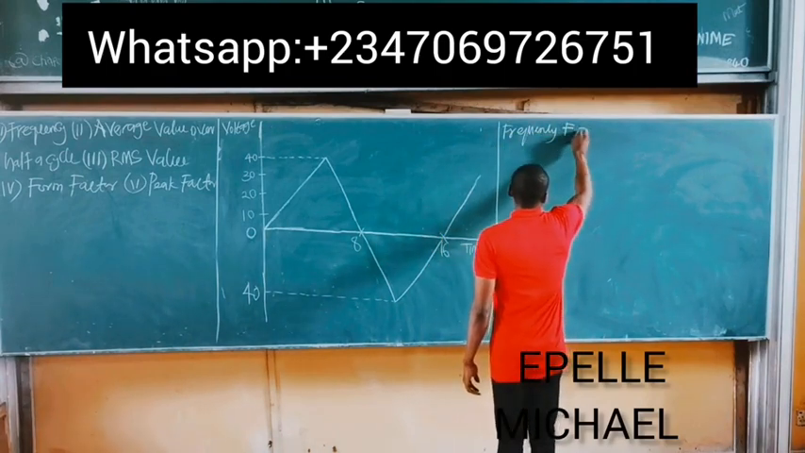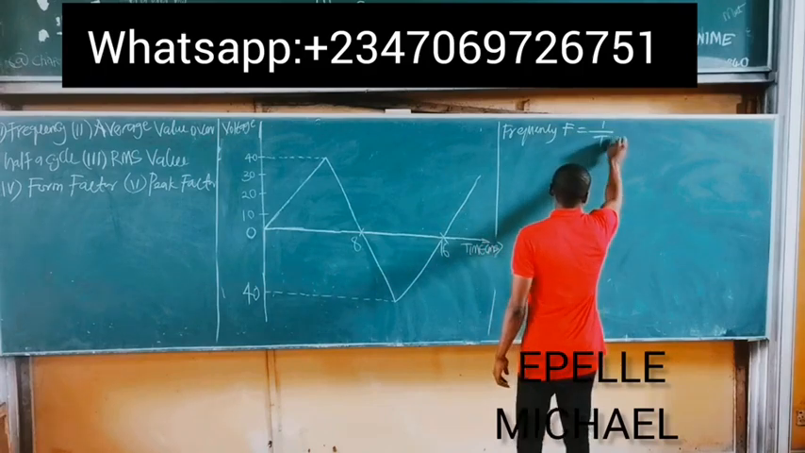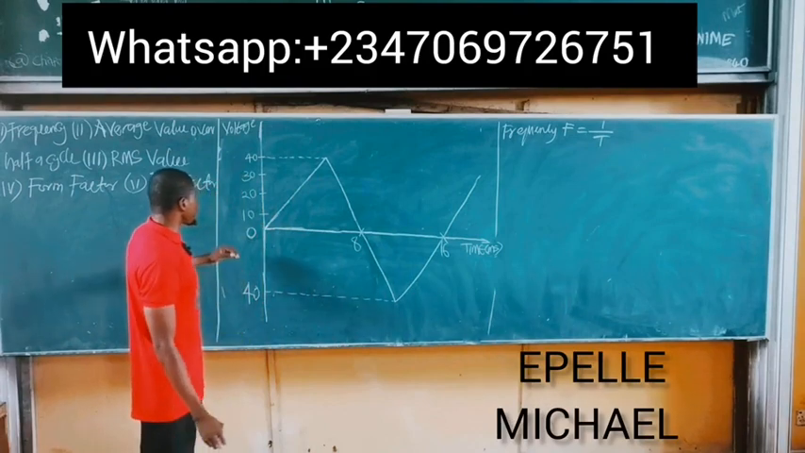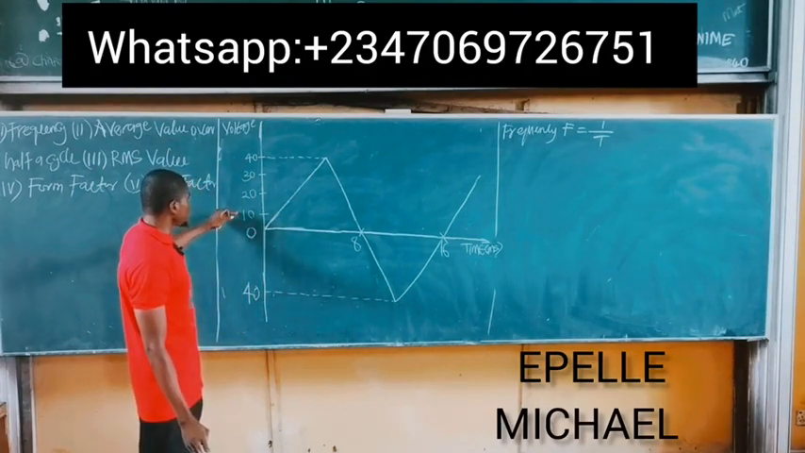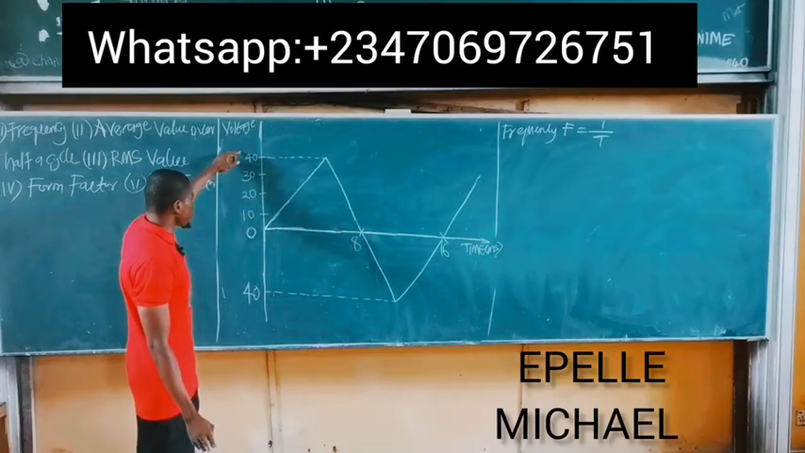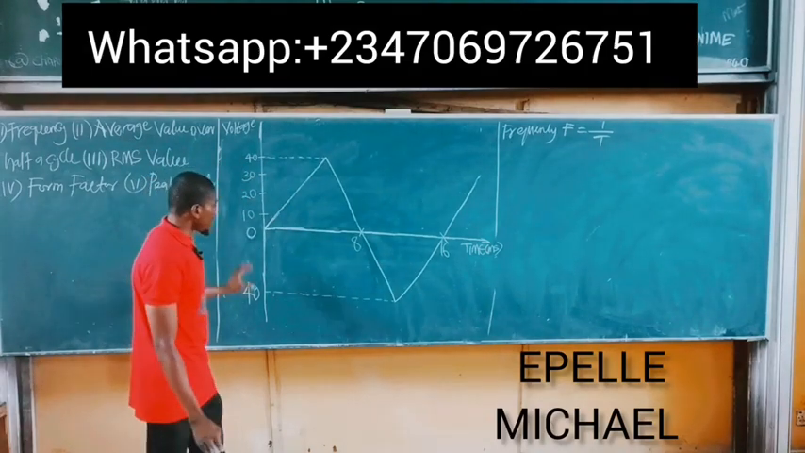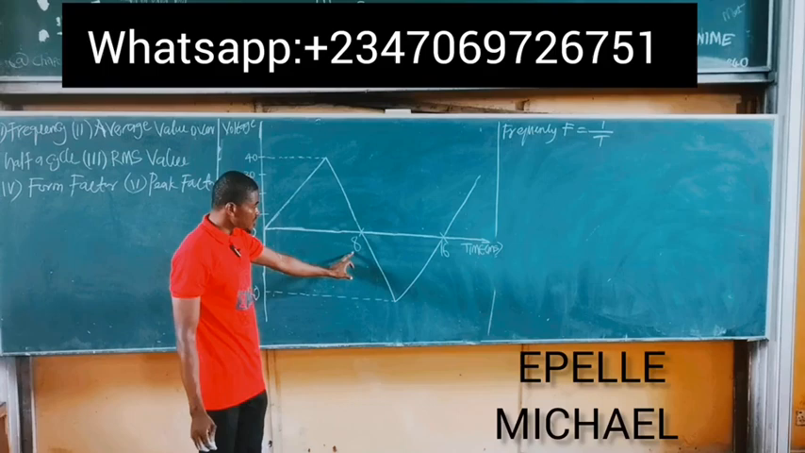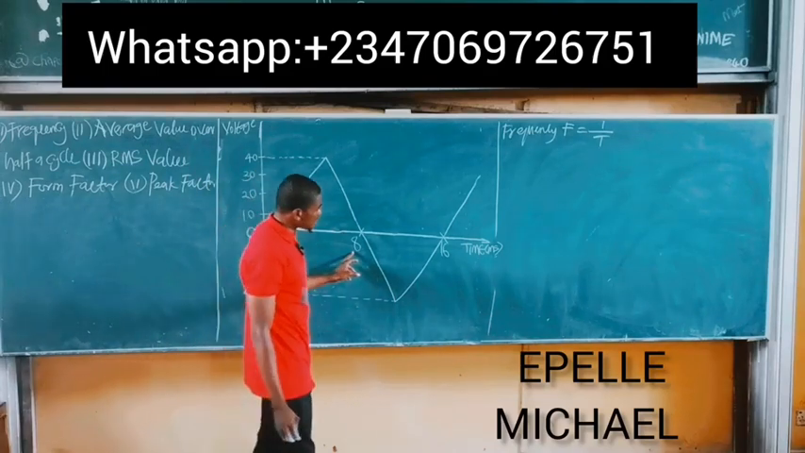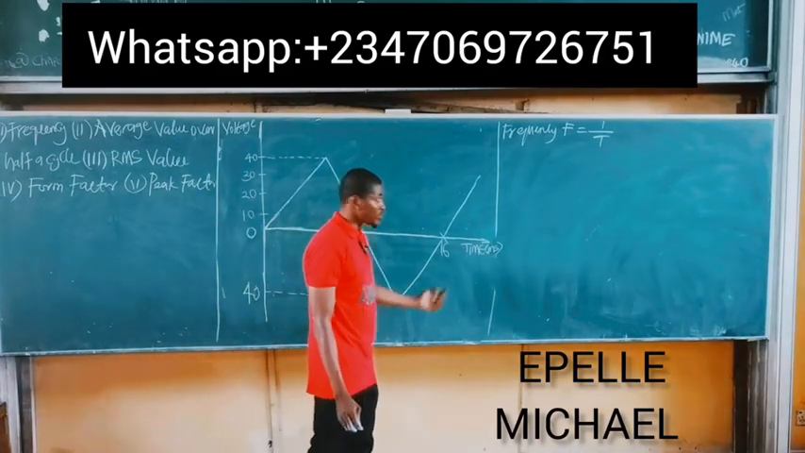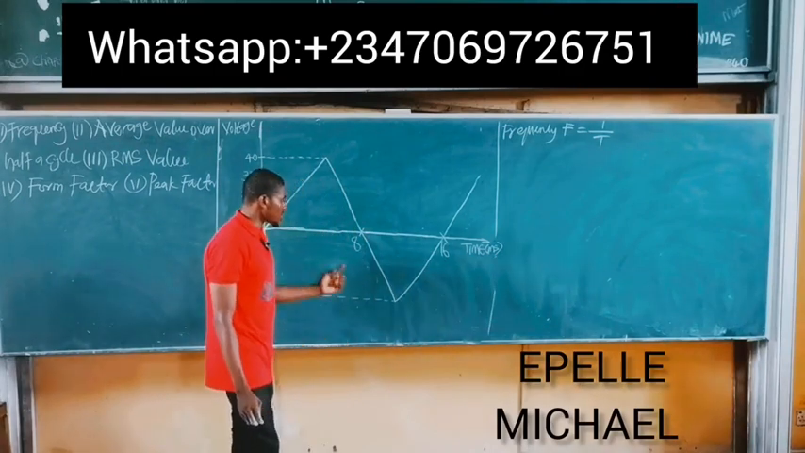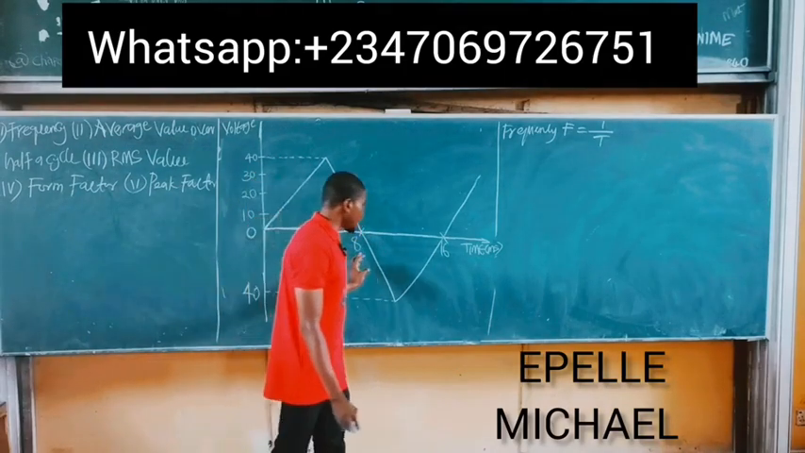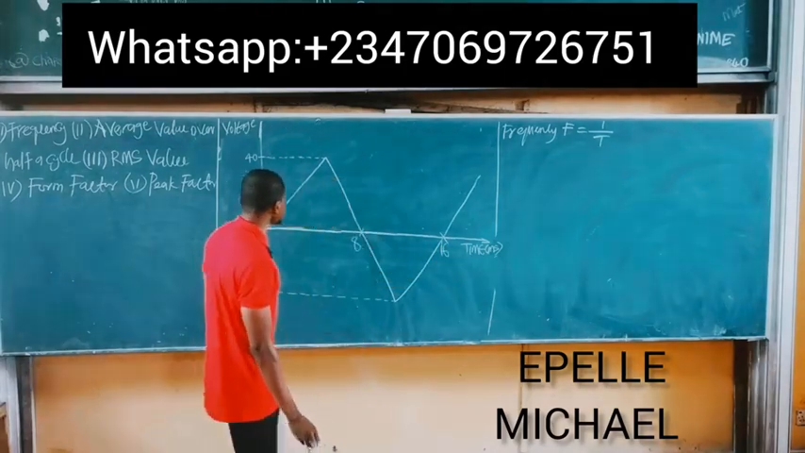And we know that frequency is simply 1 over the period, which is t. If we evaluate this cycle, we have about 4 cycles here, from 0 to 10, 10 to 20, 20 to 30, and 40. Remember, the time is measured here in milliseconds, not seconds. The time for half of the cycle is 8, and the time for the first full cycle is 16.